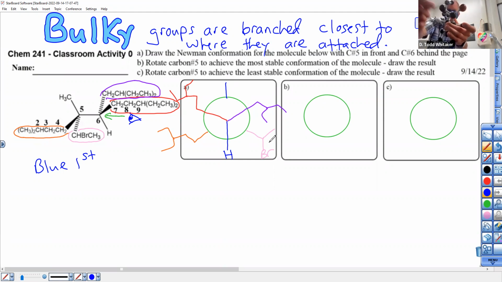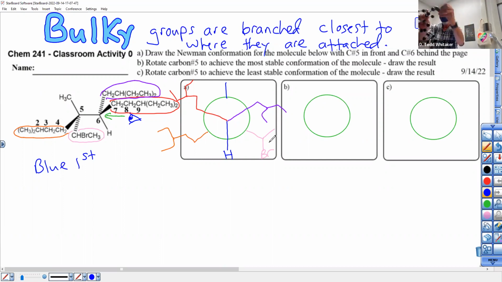Bromo is just a little bigger than a carbon, but this carbon has 3 H's on it too that aren't shown, right? They're both pretty big. Whereas a methyl, there's nothing big on a methyl. This one's bulkier, the branched one. And the branch is right there. This one over here has a branch too, but it's way away from where it's attached.